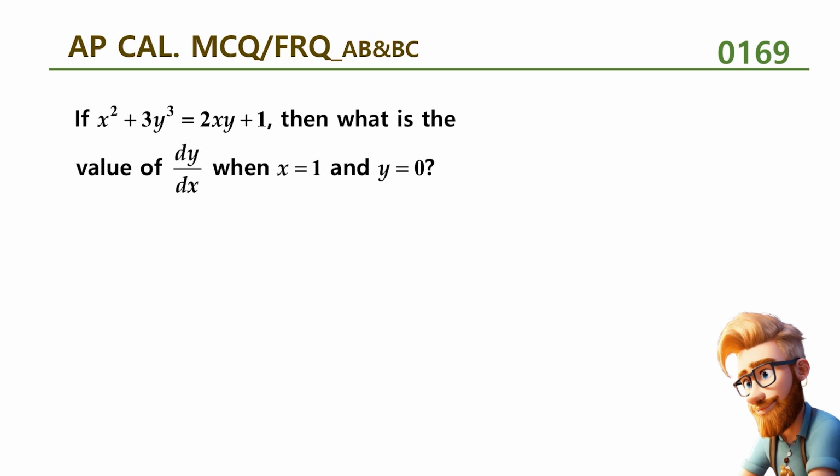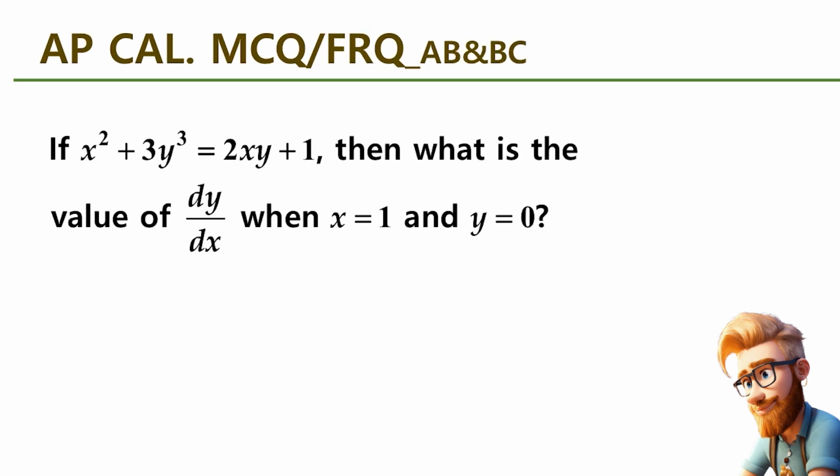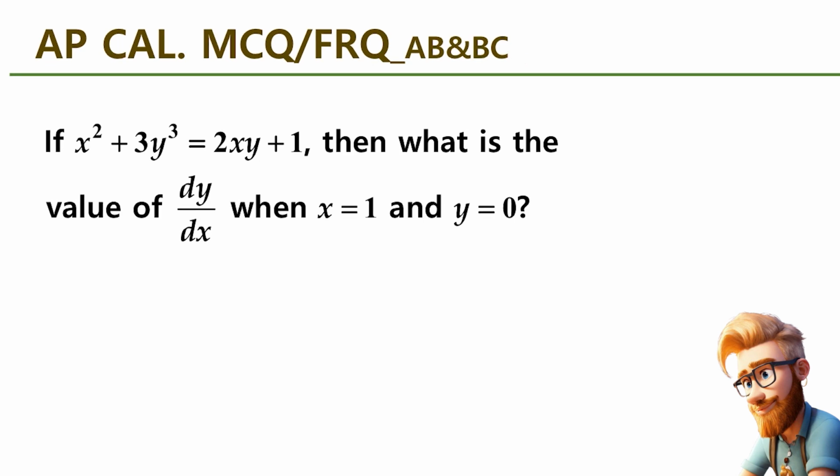Question 169. We have an equation in implicit form. Then what is the value of the derivative of y with respect to x when x is equal to 1 and y is equal to 0? So we're going to have to do implicit differentiation, right? Let's rewrite this equation: x squared plus 3y cubed is equal to 2xy plus 1.